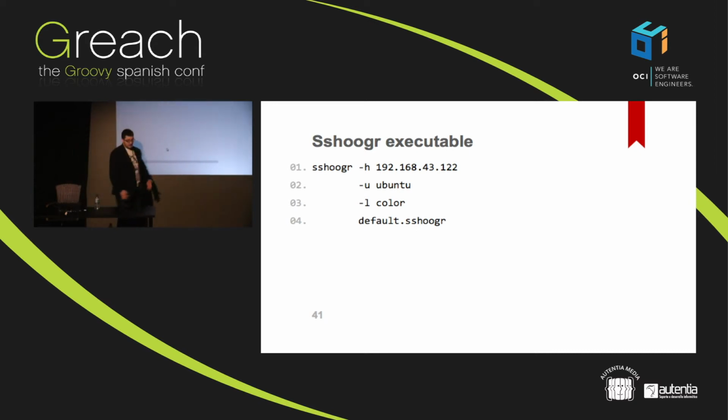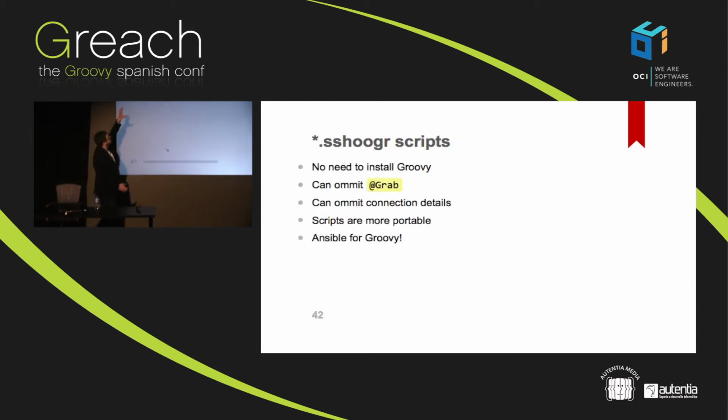Another thing that Sshoogr has, it's not only a Groovy library, it is also an executable. So you can run things like that. You can provide all the connectivity details inside the execution command, and you can specify the script that you want to run. As you see here, it has the extension Sshoogr, which means that it's a kind of special script, even though it's still a Groovy script, but with some additional goodies on top. For an Sshoogr script, you don't need to install Groovy, so you can just install Sshoogr and run the Sshoogr script directly, because Groovy is packaged with the Sshoogr installation.